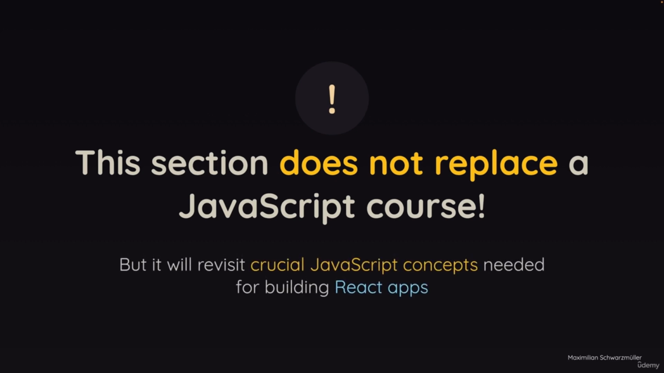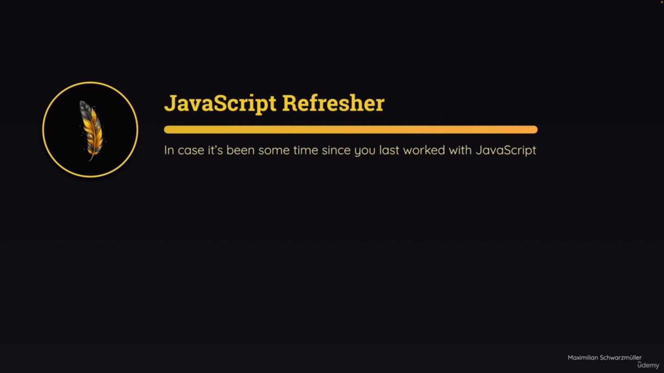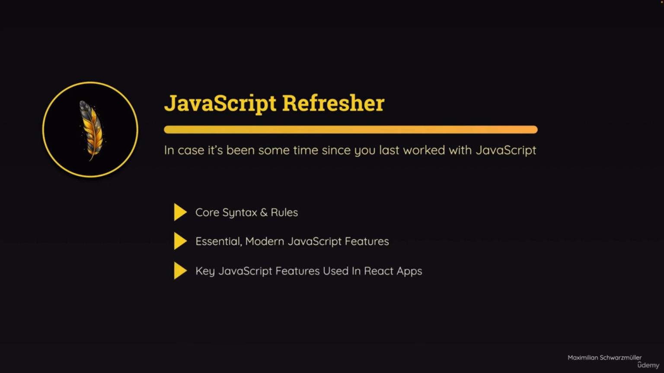But this section here will revisit crucial JavaScript concepts, and it will especially take a closer look at the core JavaScript concepts you need for building React apps, so for writing React code, you could say. Because in this section here, we will revisit the core JavaScript syntax and rules you should follow when writing JavaScript code. We'll explore the essential modern JavaScript features you should know in general, and we'll of course also especially focus on the features you need to write React code, so the features you will use throughout this course. That's what you'll get out of this section.